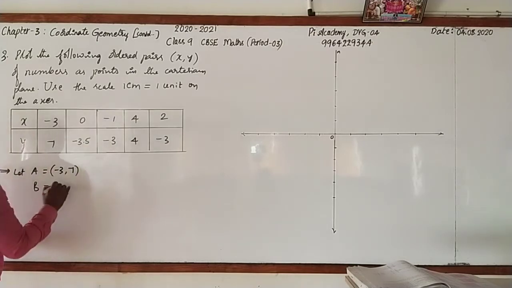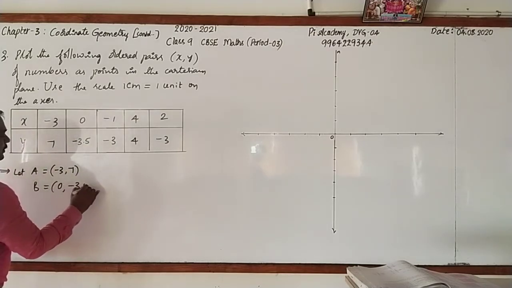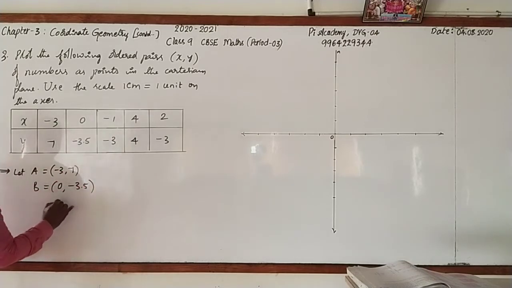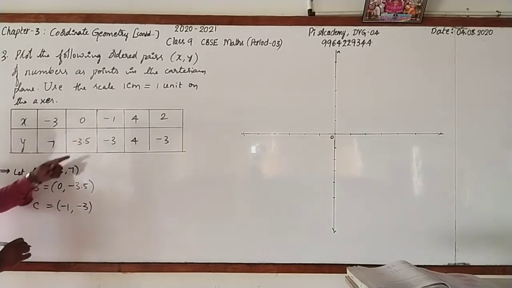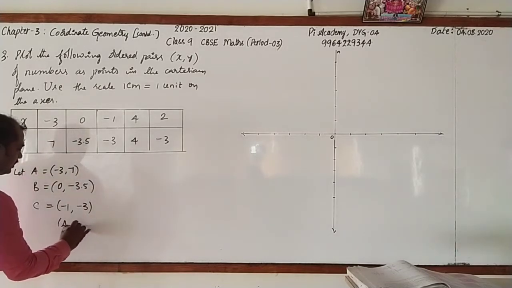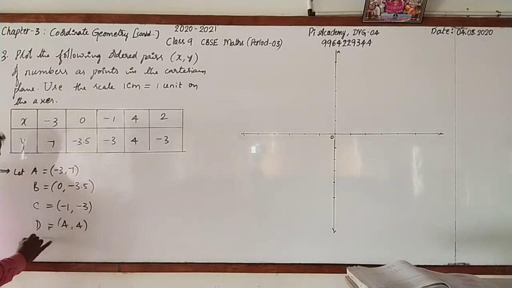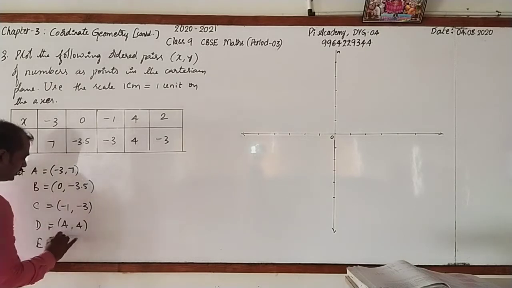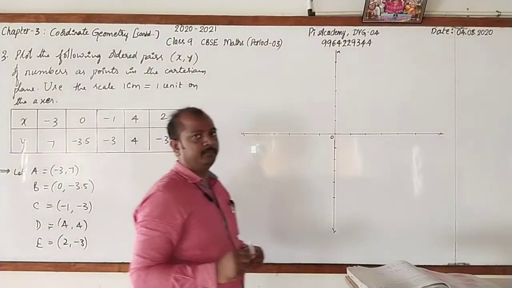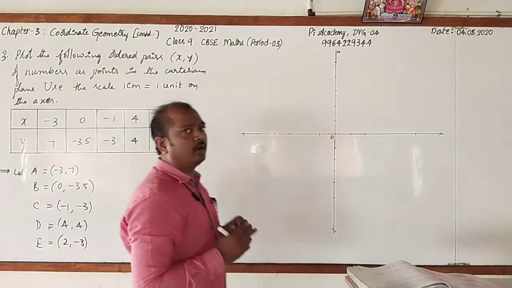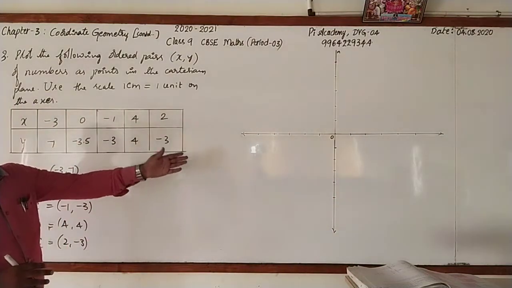Then b, it is 0, minus 3.5. Next, minus 1, minus 3 is to be taken as c. Next, 4, 4 is taken as d. Similarly, the last point 2, minus 3 is to be taken as e. Now we have to locate all these points on the Cartesian plane.